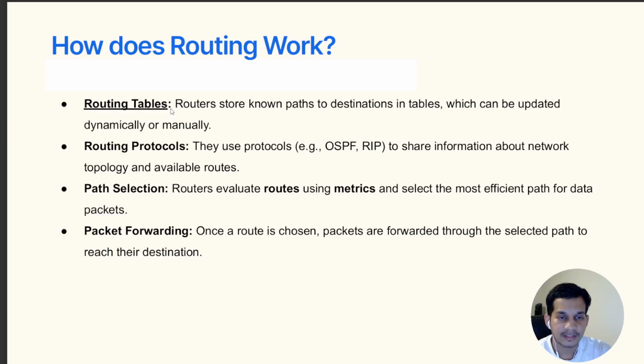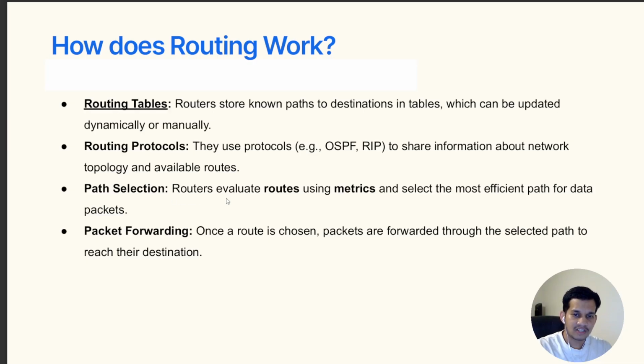Routing is done using routing tables. Routers store known paths to the destination, which can be updated dynamically or manually. Based on the routing table, the router matches the destination and forwards the packet in that direction. There are many routing protocols being used, for example OSPF and RIP, to share information about the network. Don't worry about this, we'll cover static routing and dynamic routing in the next videos. I'll cover all the concepts.